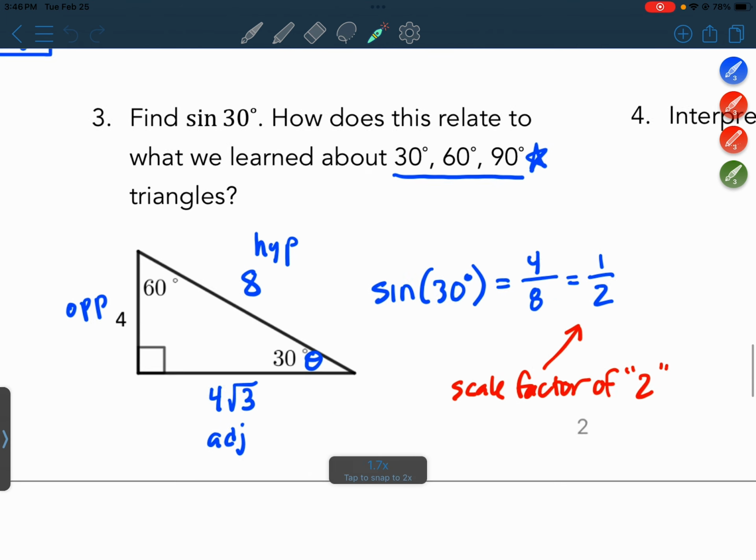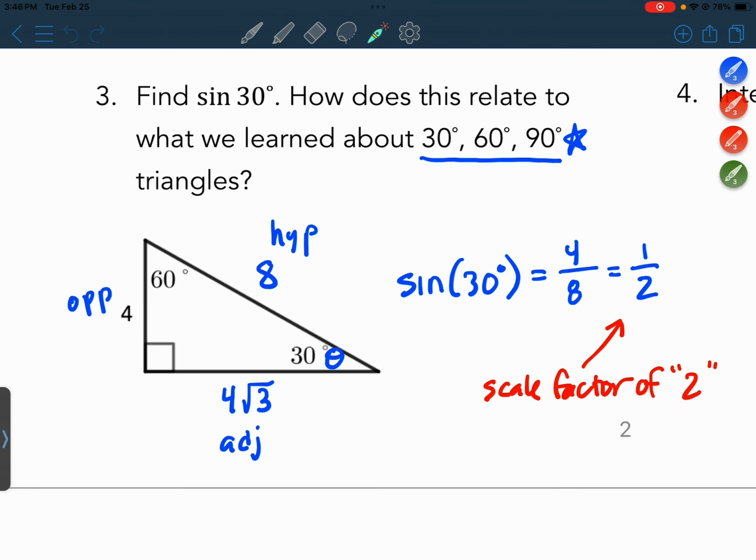All right, question number 3. So this question requires a little bit of prior knowledge from our last activity when we were studying the 30-60-90 triangles. So remember that the scale factor between the short leg and the hypotenuse is a factor of 2, and the scale factor between the short leg and the long leg is a scale factor of √3. So we can use those scale factors to find the 2 missing side lengths. So hypotenuse is 8, and the long leg is 4 times √3.